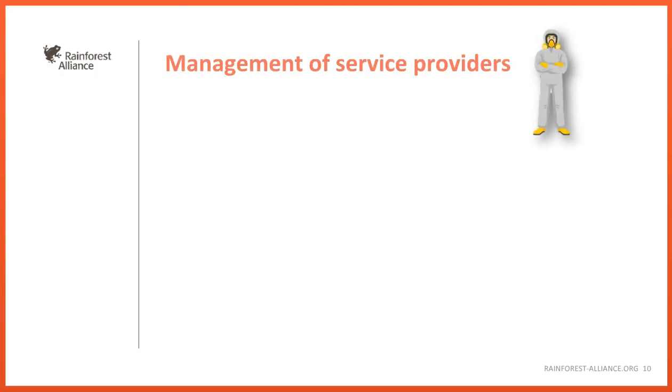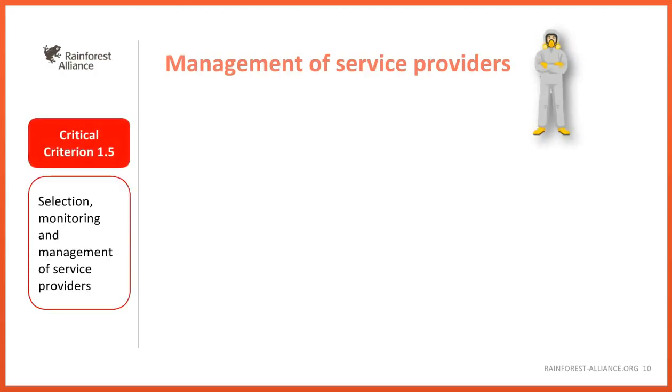Let's get to the third layer of people who need to be committed to the standard compliance. They are service providers. Critical Criterion 1.5 says that farms or groups need to select, monitor, and manage the service providers so that they comply with the applicable criteria of the standard. If you have different options of service providers, you should select the ones that already comply with the standard or are willing to comply with the standard. Then you need to monitor and manage them to ensure that they really comply.